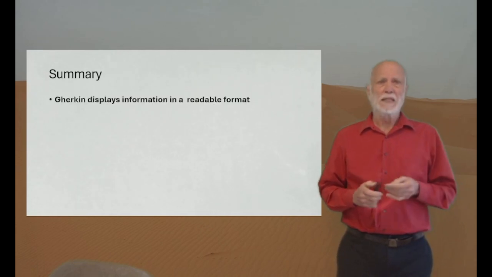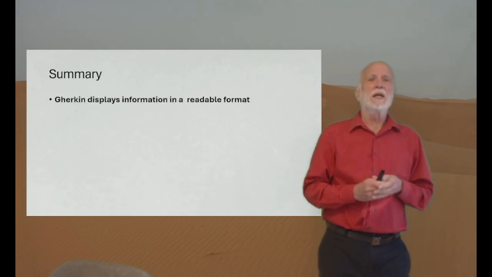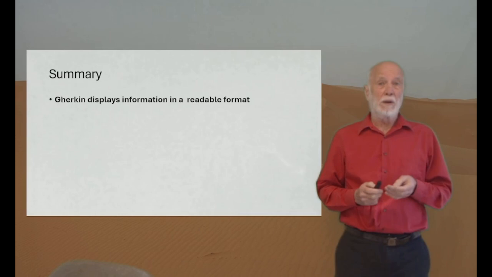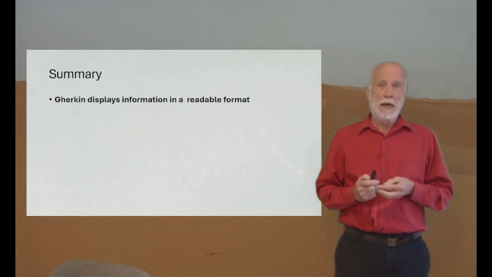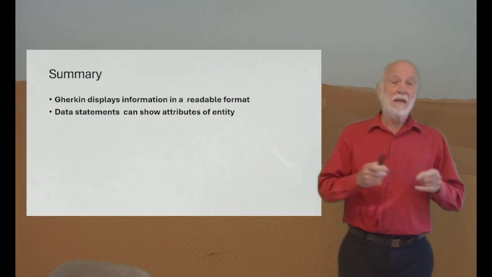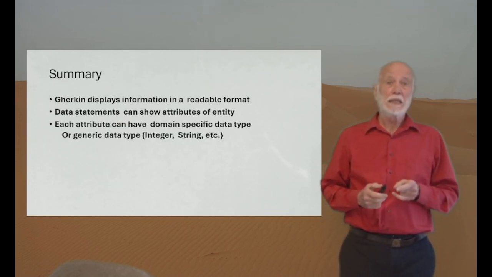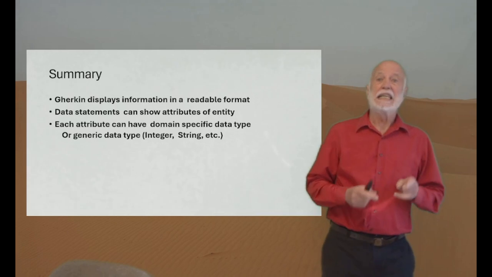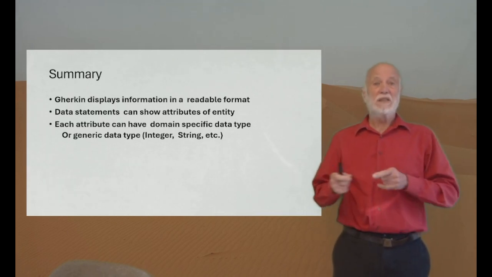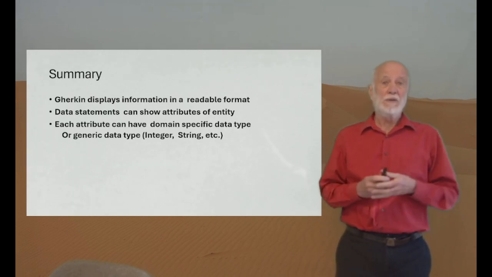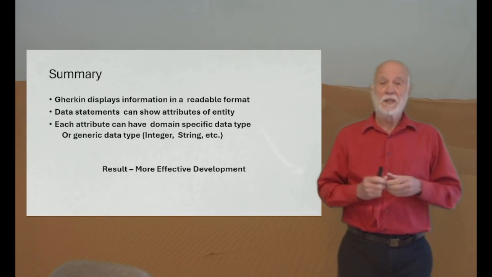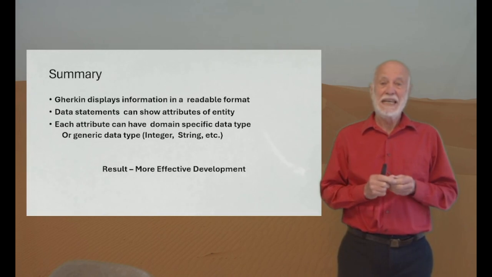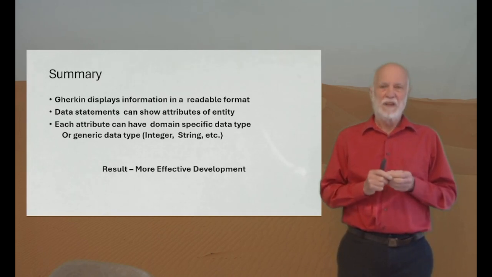So, to summarize, the Gherkin displays the information in a readable format about entities and value objects. The data statements can show the attributes of the entity, and each entity can have a domain-specific data type or a generic data type such as integer or string. The result, if you're using DDD, more effective development.